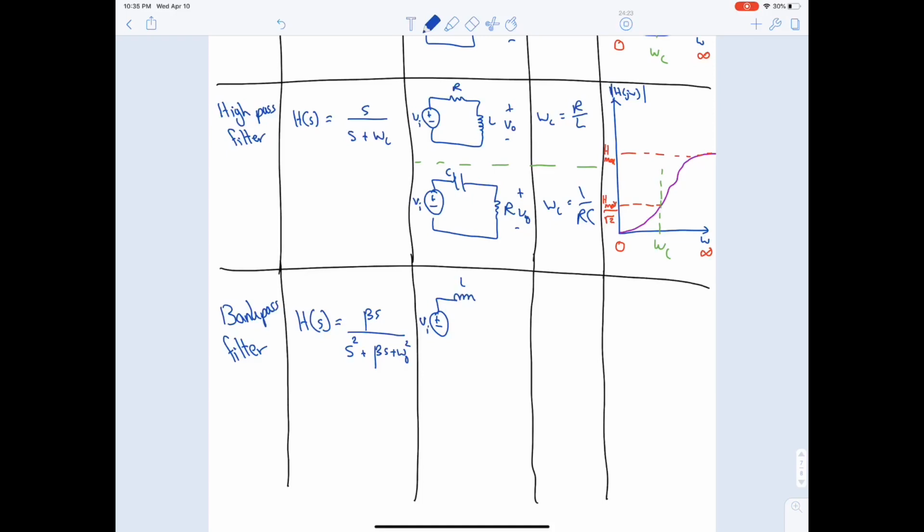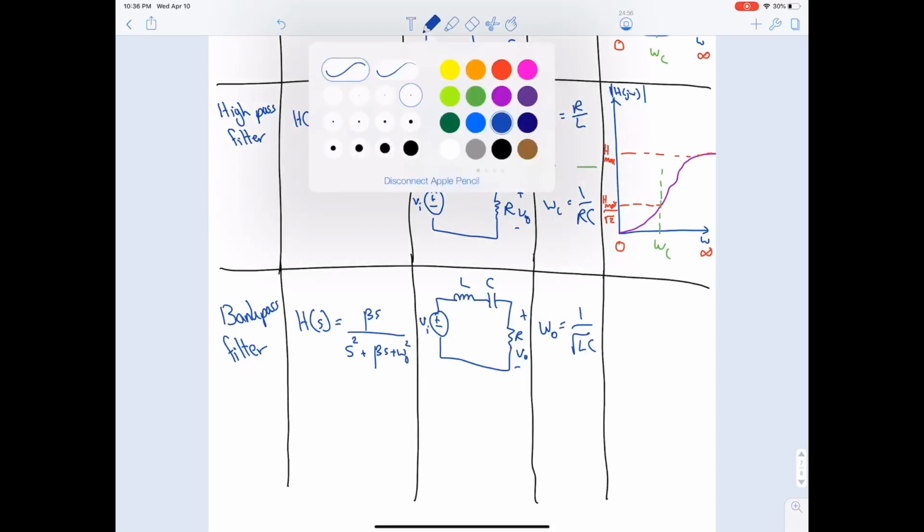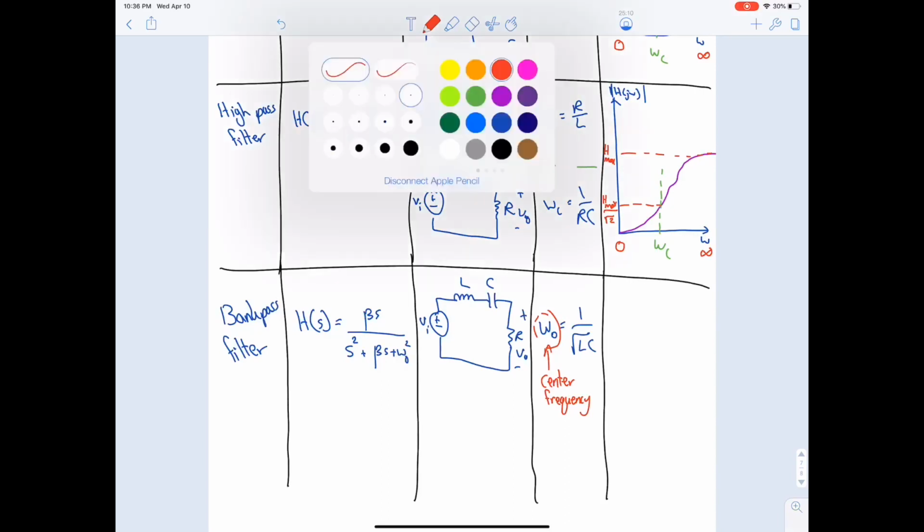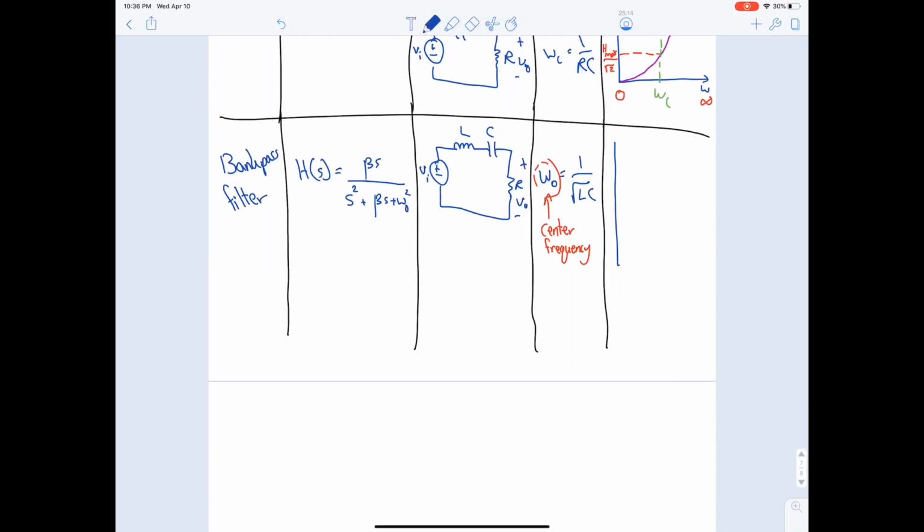We have an inductor in series with a capacitor, and a resistance. And this is V output. Now here we do have two cutoff frequencies, but let me write only the center frequency. Here it's center frequency omega naught, which is equal to 1 over the square root of LC. We will talk about this later, I think in the next video. So this is called the center frequency. The magnitude plot of the center frequency is as follows.